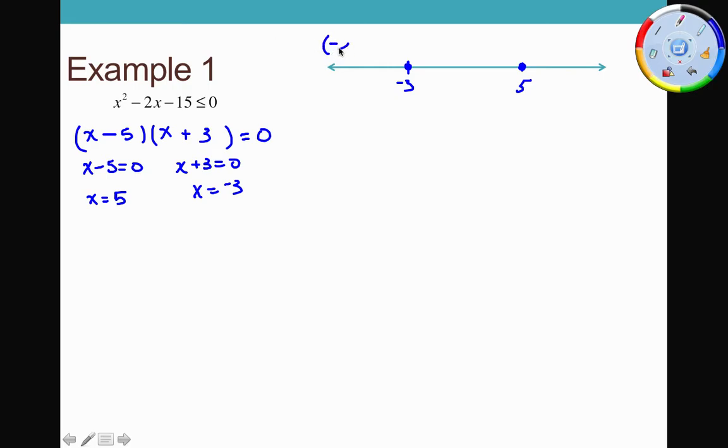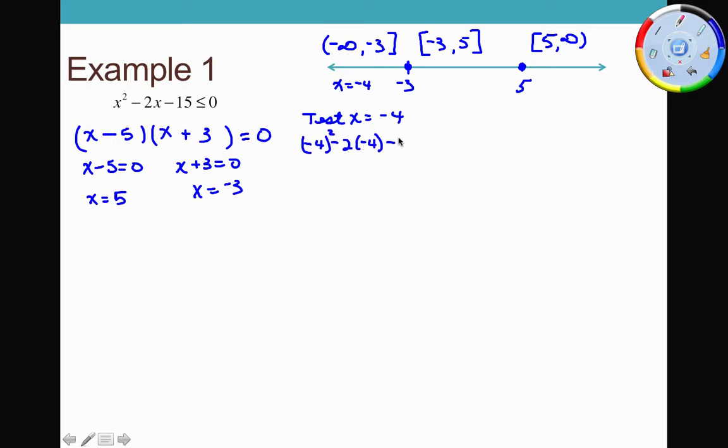So this interval will be negative infinity to negative 3. Bracket that off because the 3 is included in the interval. I've got negative 3 to 5, and then I've got 5 to infinity. Okay, so once you've identified the intervals on the number line, you want to use a test value in each interval. So if I test x equals negative 4 from this interval, just pick any real number and keep it simple. That'll give me negative 4 to the second power minus 2 times negative 4 minus 15 less than or equal to 0.